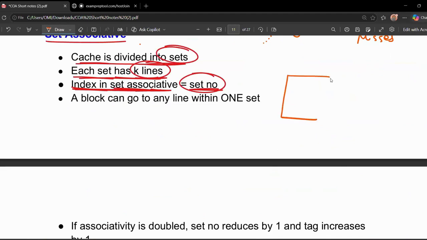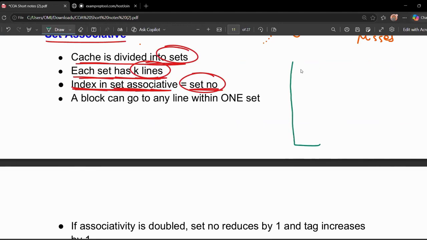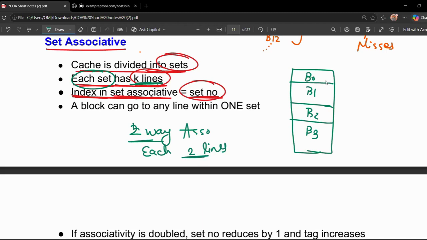So if this is your set, say set 0, and this is the cache, and let's say these are blocks B0, B1, B2, and B3. Let's say it is two-way associative. What is two-way? Each set has k lines, so each set has two lines.